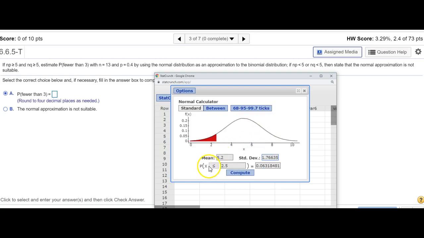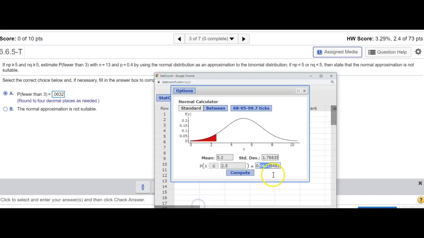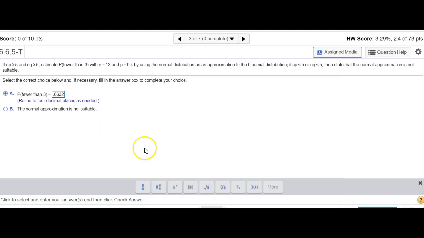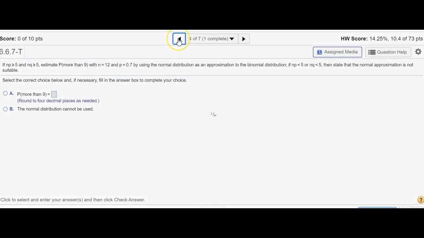Looking at the probability that the x value is less than or equal to 2.5 gives me this probability. I'm rounding to 4 decimal places, and because this next digit is greater than 5, I round up. I can check that answer and go on to the next question. It's going to be very similar.